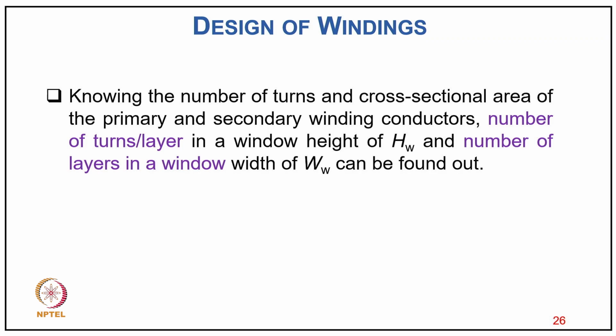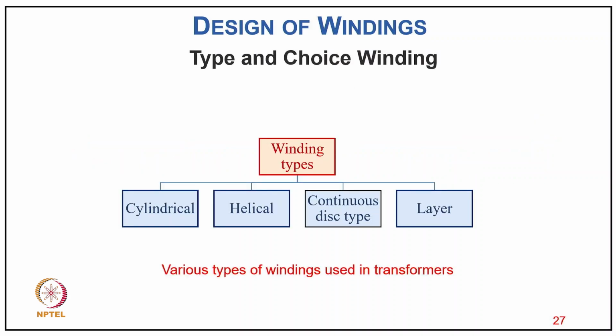Now knowing the number of turns and cross-section area of the primary and secondary winding conductors, the number of turns per layer in the winding height HW and the number of layers in the window width of W can be found out. And you have here now the type and choice of the windings. So there are different types of winding like cylindrical, helical, continuous disc and layer in the case of a transformer.